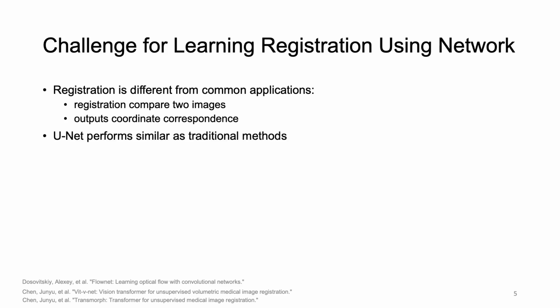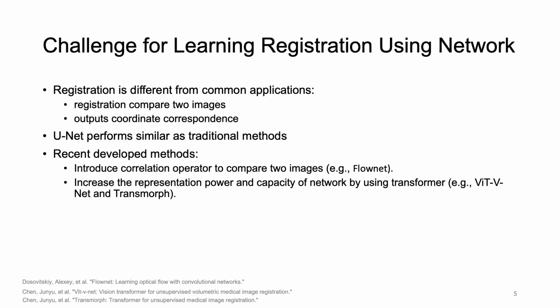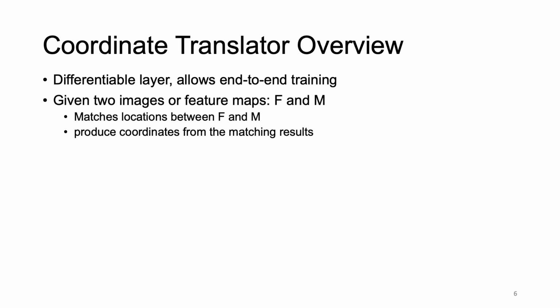There are mainly two directions people are exploring to boost the deep learning method performance. The first is to introduce a correlation operator to explicitly compare the fixed and moving images. Several works also use the transformer instead of a convolutional neural network. The transformer is a network structure based on an attention module. It takes three inputs denoted as query, key, and value, and its output is computed through a sequence of matrix multiplication and softmax operations.